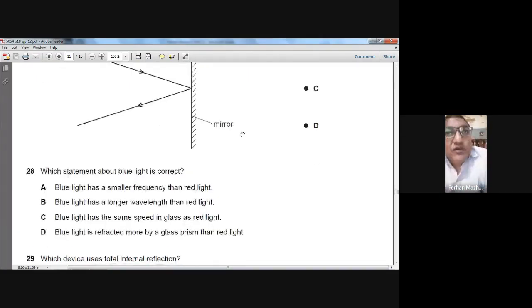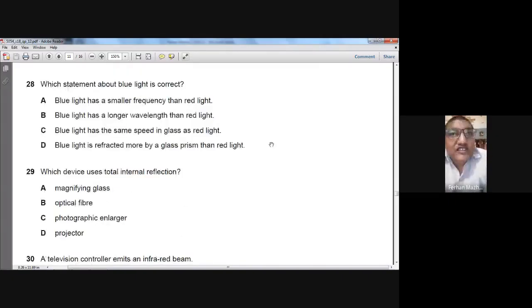Which statement about blue light is correct? The blue light has a smaller frequency than the red light. That's wrong. Blue light has a longer wavelength than the red light. That's wrong. Blue light has the same speed in glass as the red light. No, in glass they have different speeds. Blue light is refracted more by a glass prism than red light. That is true. Blue is refracted more.